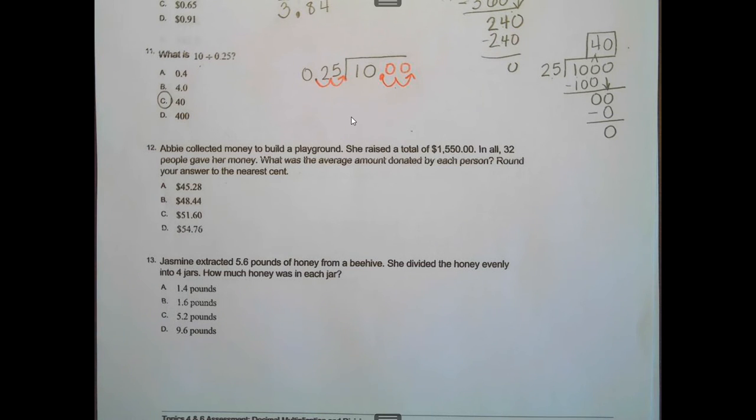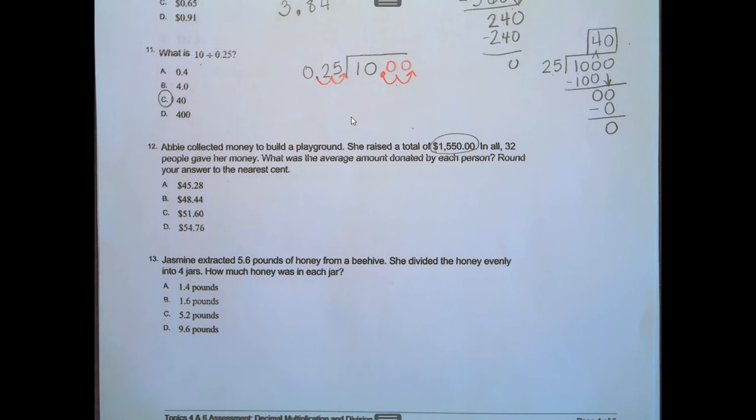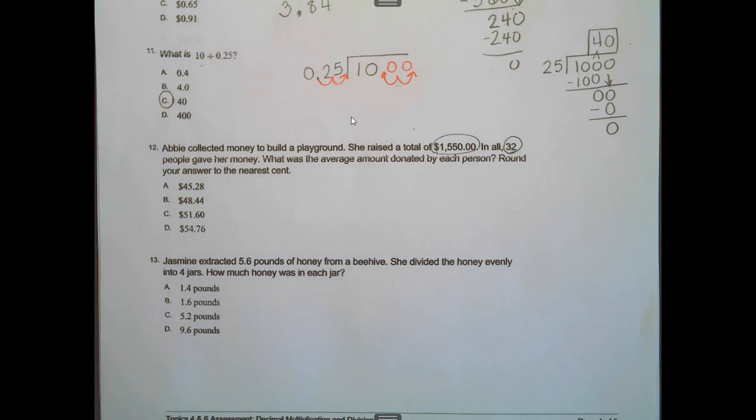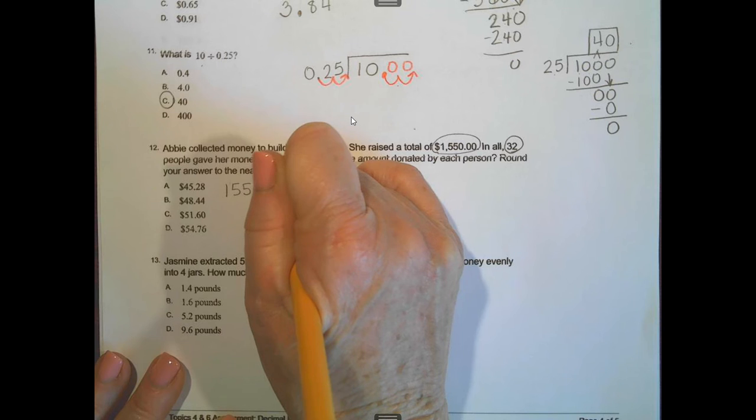Number 12, Abby collected money to build a playground. She raised a total of $1,550. In all, 32 people gave her money. What was the average amount donated by each person? Round your money to the nearest cent. So how much she raised in all was $1,550. I want to know how much each person donated on average, if they all donated the same amount, which is what average means. I know how many people donated, so I'm going to have 1,550 divided by 32.